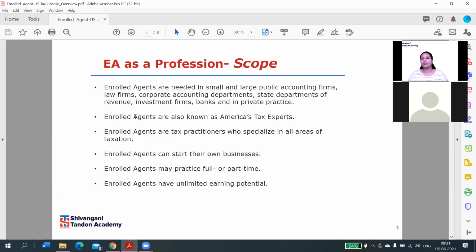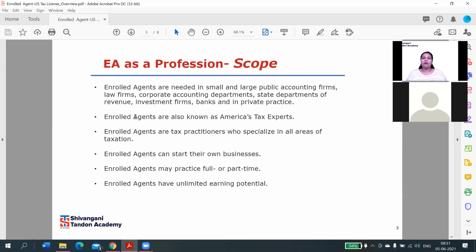Scope: enrolled agents are also known as America's tax experts. With this one license, you get expertise in all fields of US taxation. You get to know how to prepare returns for individuals, how to prepare returns for business firms, and lastly, how to represent the client.